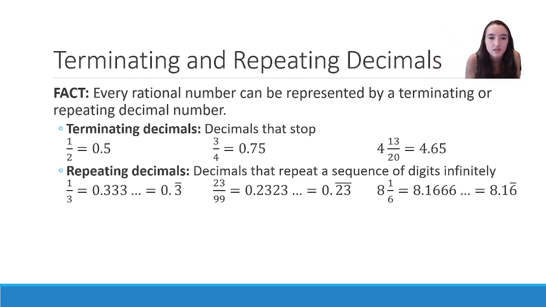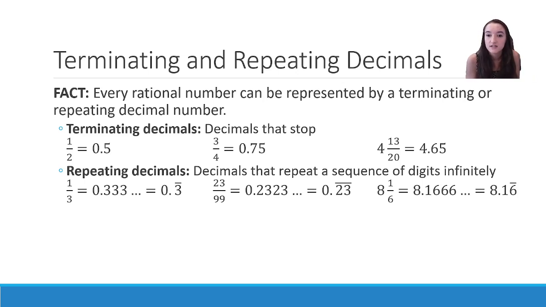So 1/3 is 0.33333 repeating infinitely. And we represent this repetition by drawing a little line over top of what is being repeated. So instead of attempting to write infinitely many threes, I would write 0.3 with a line over it. That means the 3 is getting repeated on and on infinitely. 23/99 is 0.2323232323, and so on. So we write this as 0.23 with the line over it to denote that it repeats, right?